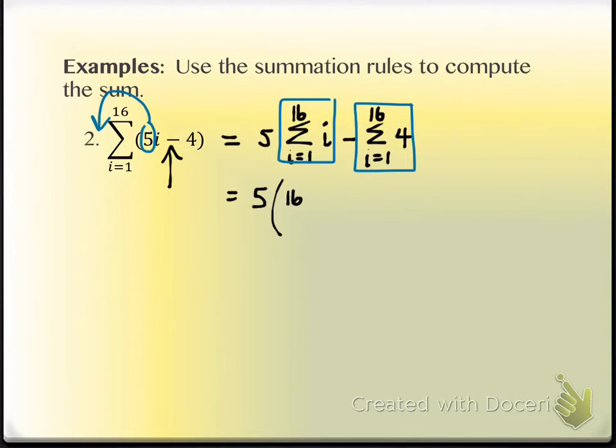So this is 16 times 17 divided by 2 minus, and this would be 4 times the 16, right? This is the first rule. It's a constant, like the c, times the number of terms, 16. So grab your calculator, simplify, tell me what you get.